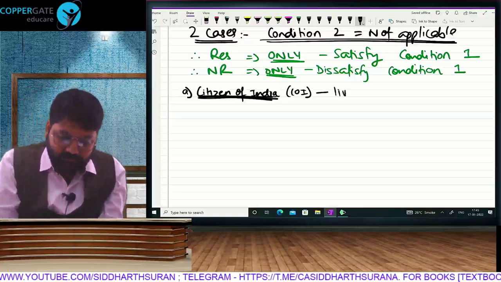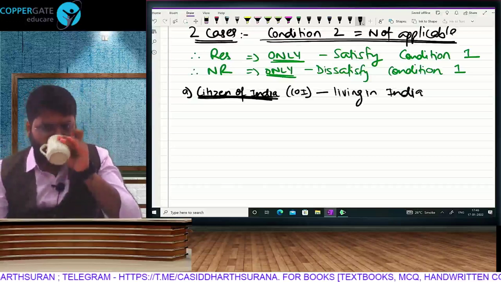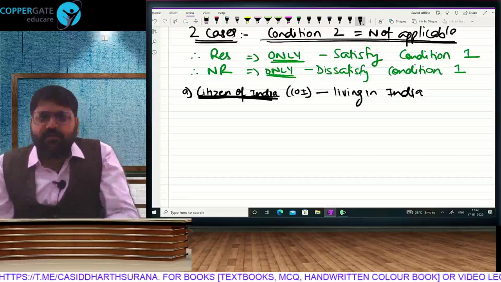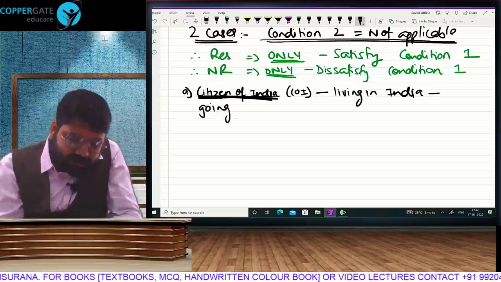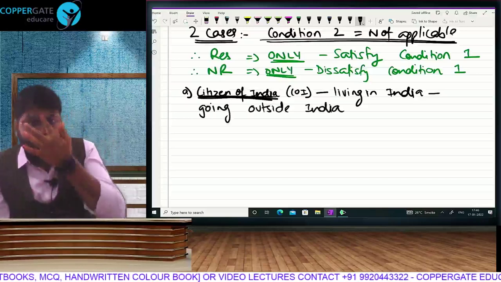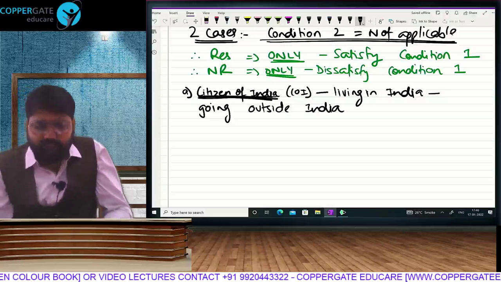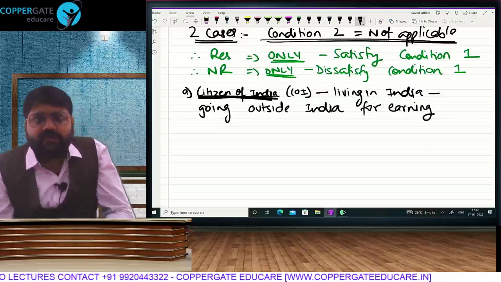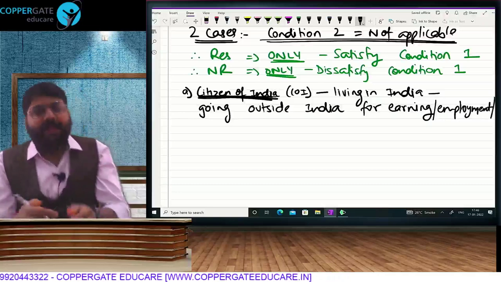Where do you stay? You stay in India. Where do you earn? In India. Where do you live? In India. Where is your family? Where is your upbringing? Everything, where is it? In India. But you are going outside India. For what purpose? For the purpose of earning money. What is the reason for you to go outside India? For taking up a job and employment.